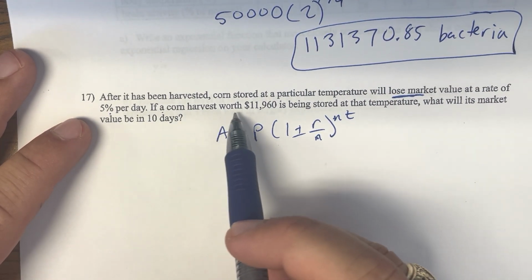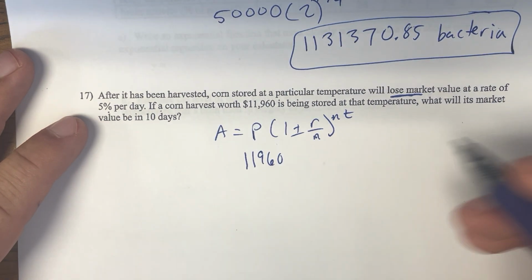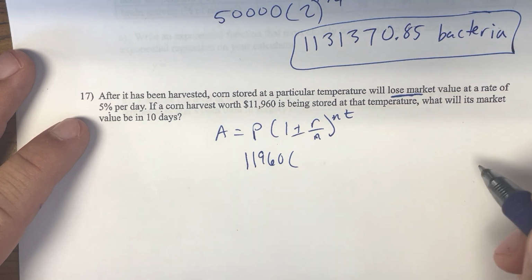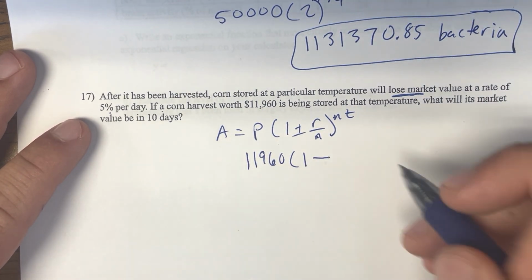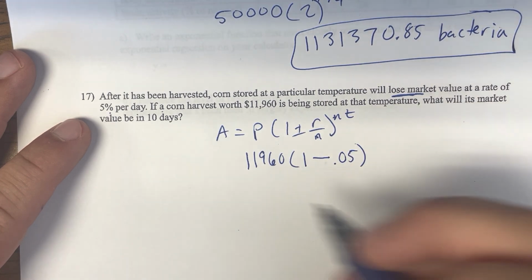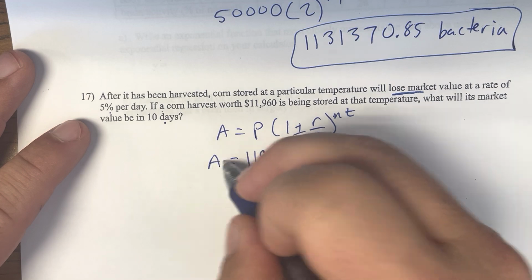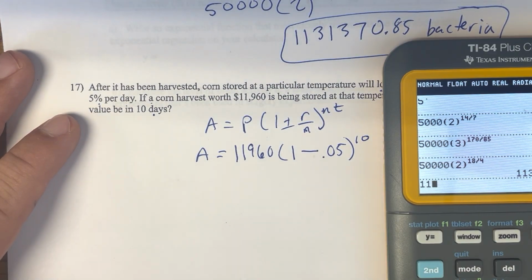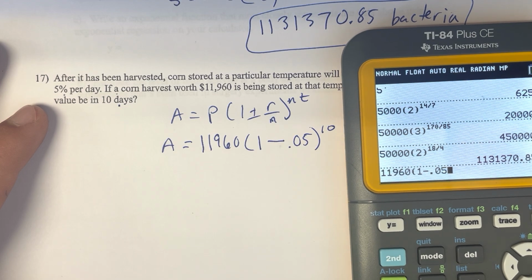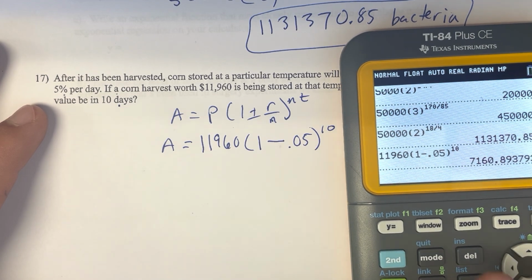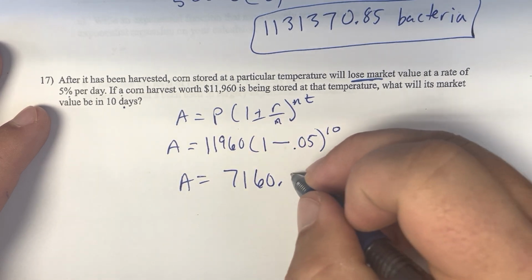If a corn harvest worth 11,960, that's our starting amount, is being stored at room temperature, and we're going to subtract, because we're losing value every day, 0.05, and that's per day and in 10 days, so we're going to raise it to the 10th power, and so 11,960, 1 minus 0.05 and raise it to the 10th power, 7160.89.